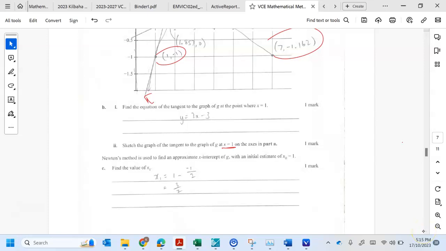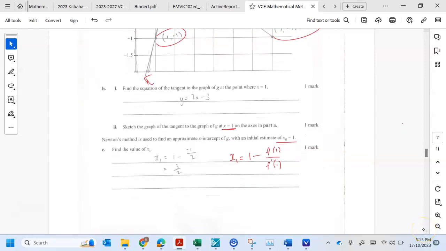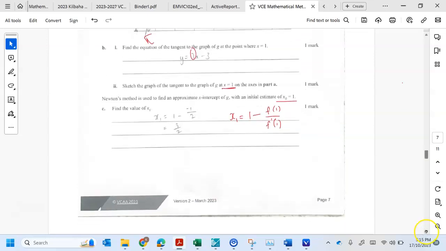All right. Newton's method is used to find an approximate x-intercept of g with an initial estimate of x0 equals 1. Find the value of x1. So again, just using Newton's method of approximation. We want x1, so x0 is 1. So 1 minus f of 1 over your derivative. You can do that on your calculator. You can also do that one by hand. It's not a hard one to do by hand. And your gradient is here anyway, so that's why I didn't do any working out for that.